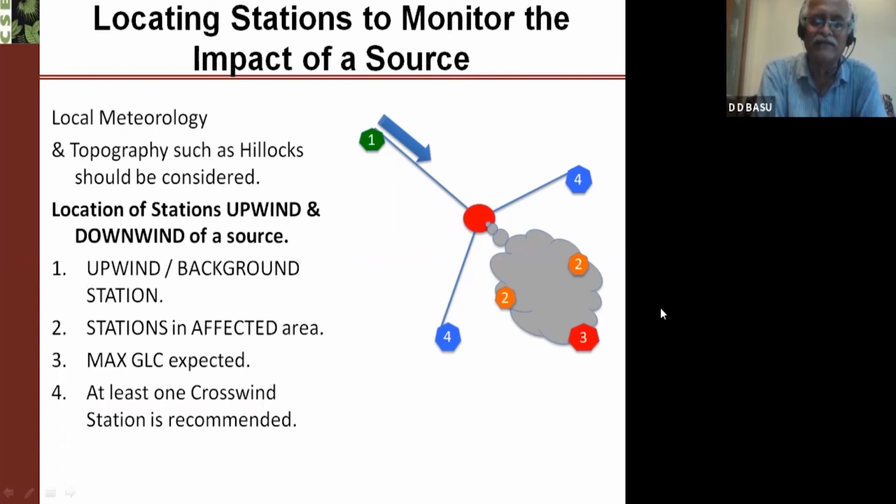And 2 and 3 are the two stations which are affected, and 4 is a crosswind station. At least one crosswind station is recommended. I prefer that there should be 2 crosswind stations, because if there is a fluctuation of the air, the 2 crosswind stations will be there. So this should be a minimum location of the monitoring stations to capture the impact of a source, which has been given with the deep red circle in this network design. Next.